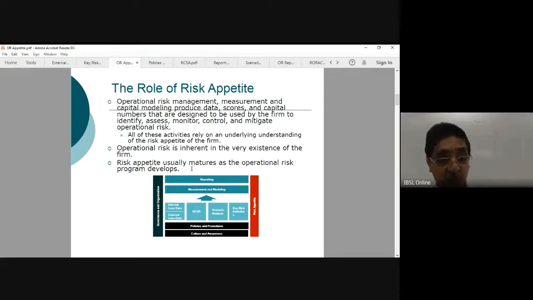Otherwise, one can argue there's no necessity to have a risk appetite for operational risk because it doesn't give you any return. But the answer is that risk appetite for operational risk should be there in order to operate the business.